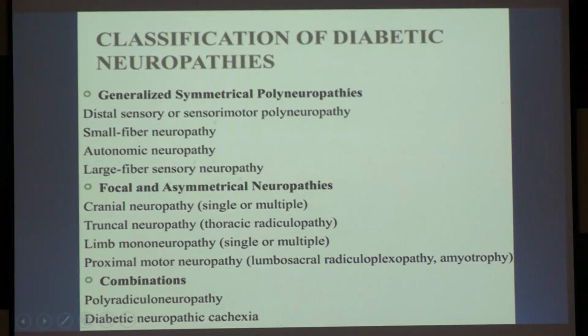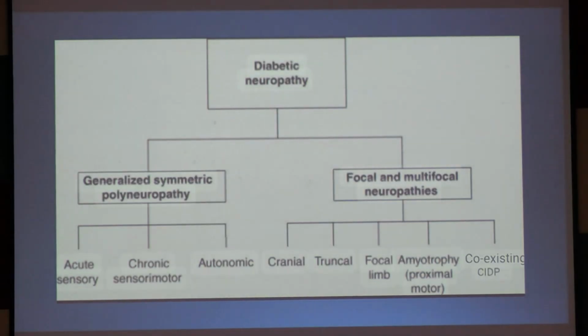Okay, focal and segmental or asymmetrical neuropathy is subdivided into cranial, truncal, limb mono, and proximal motor. Lastly, a combination of these two, that means polyradiculoneuropathy and distal diabetic neuropathy cachexia. Now, what do you mean by the large fiber and small fiber?